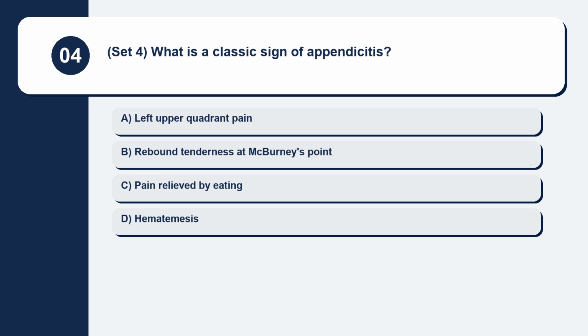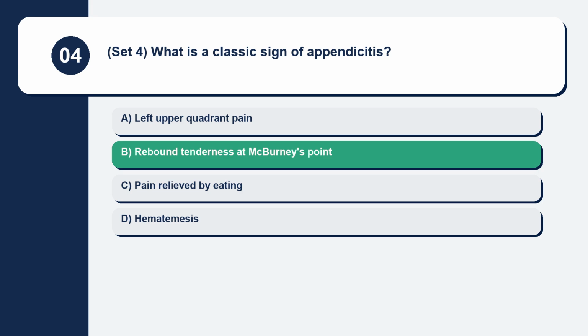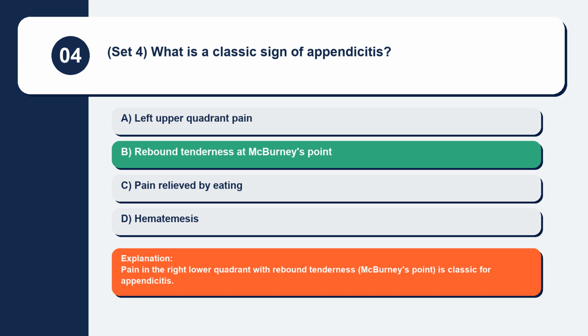Question 4. Set 4, what is a classic sign of appendicitis? Left upper quadrant pain, rebound tenderness at McBurney's point, pain relieved by eating, hematemesis. Pain in the right lower quadrant with rebound tenderness, McBurney's point, is classic for appendicitis.